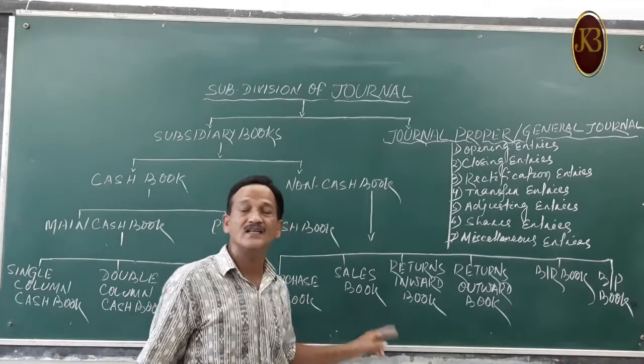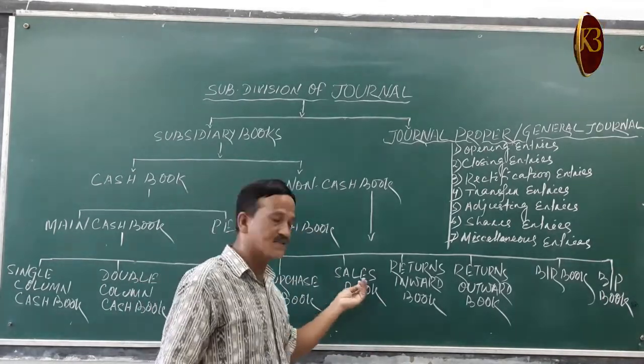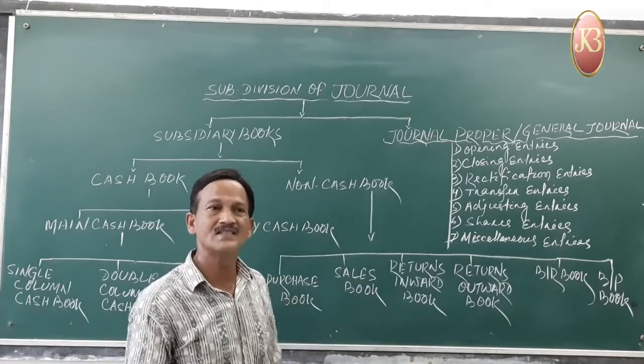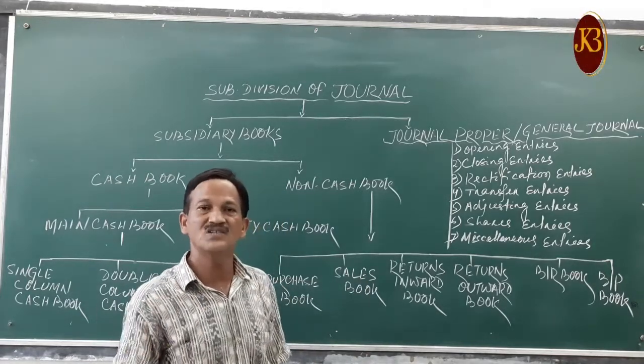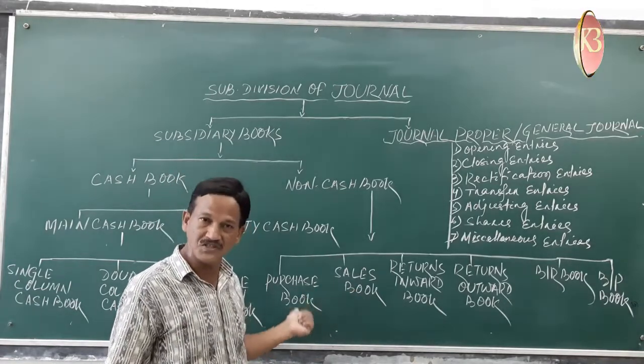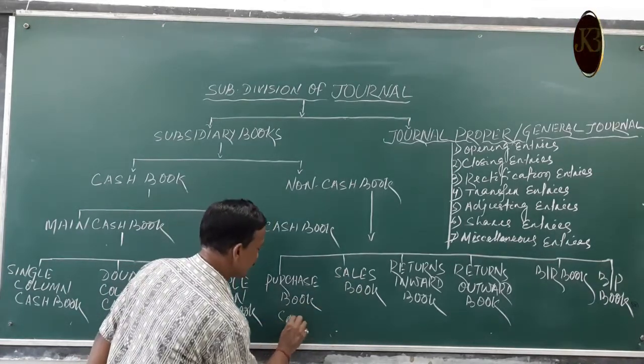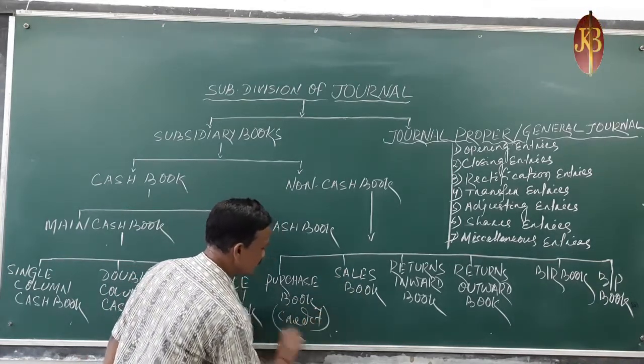Likewise, for credit sale of goods, cash sales are recorded in the main cash book, but credit sales of goods are recorded in the sales book. A separate book is maintained, called the sales book, because business means buying and selling of goods and services. Buying of goods, purchase book; selling of goods, sales book. Only credit transactions are to be recorded.